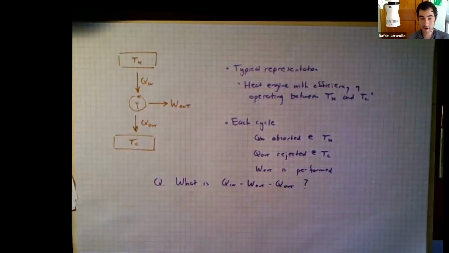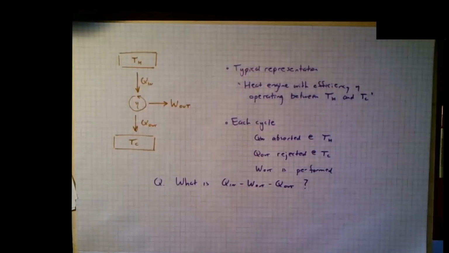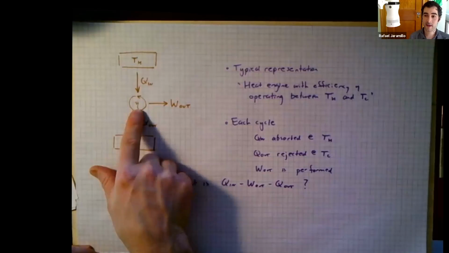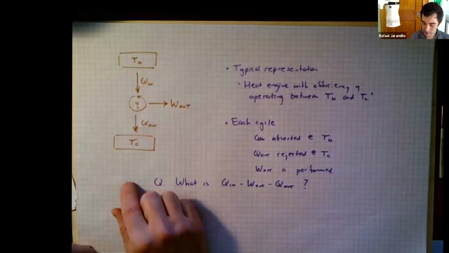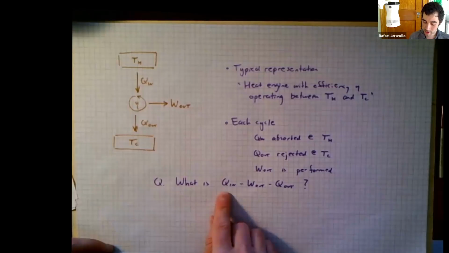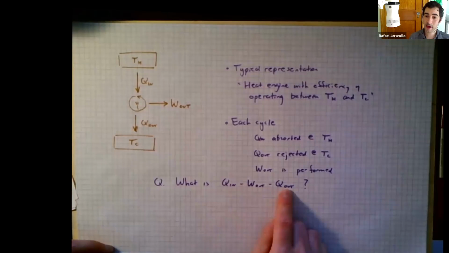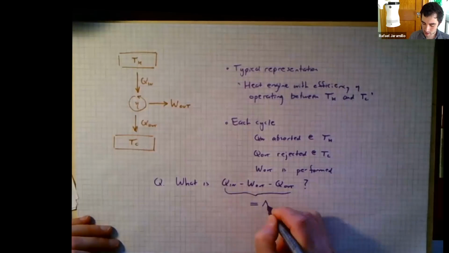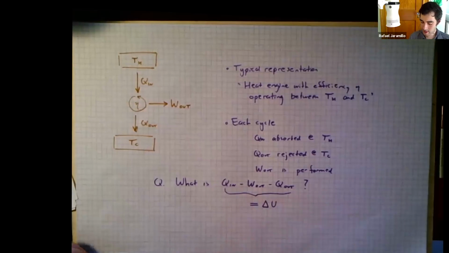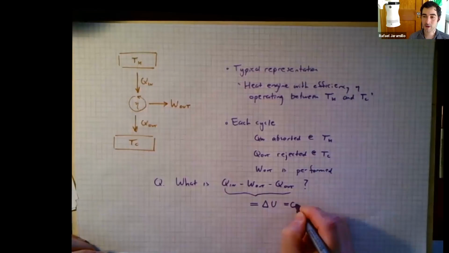0, it's 0. Because this is a cyclic engine. It returns to the same state every cycle. That means every state function has to return to its starting point. Energy is a state function. So the energy of the system cannot change around each cycle. So again, coming back to our bookkeeping, this here, Q in minus work out minus Q out, this is the energy change. This equals delta U, which has to be 0 because all the state functions return to their starting point. Okay.